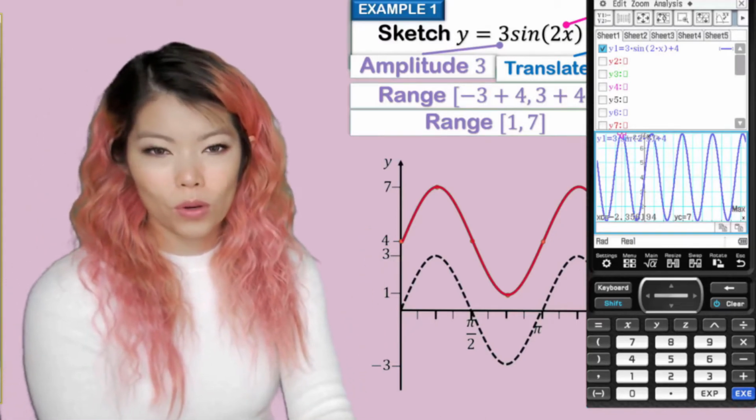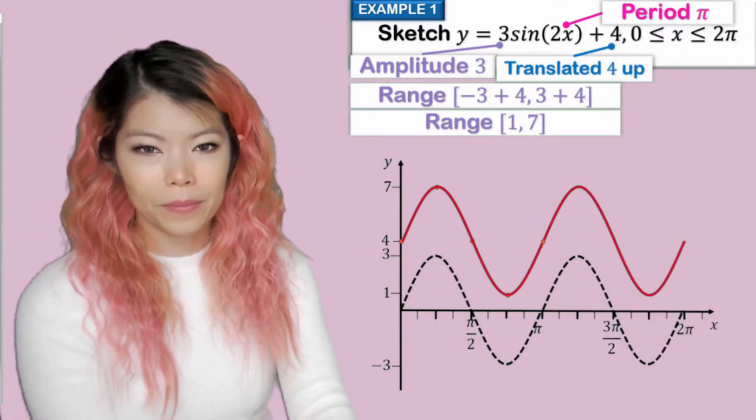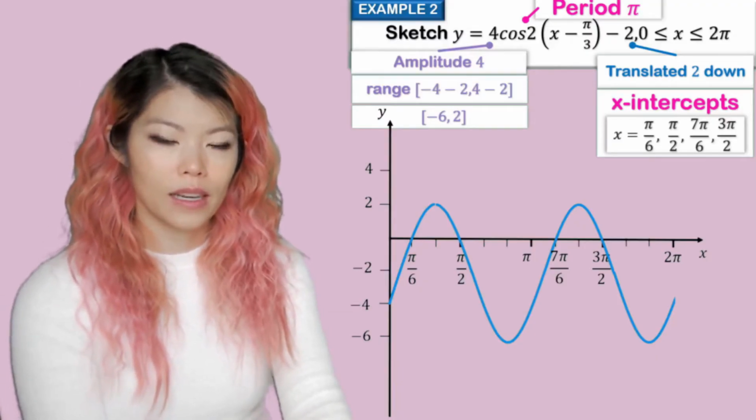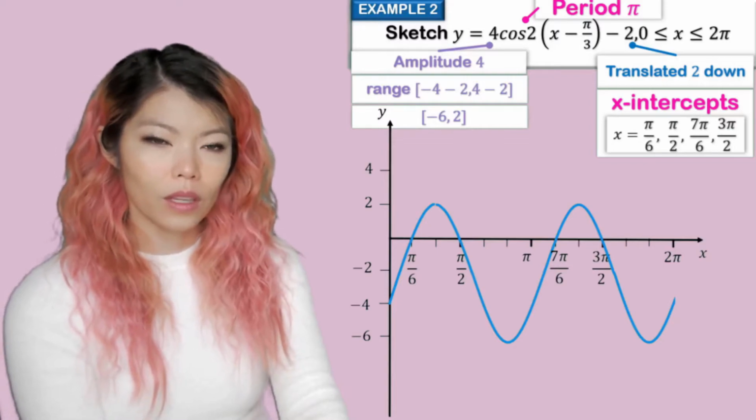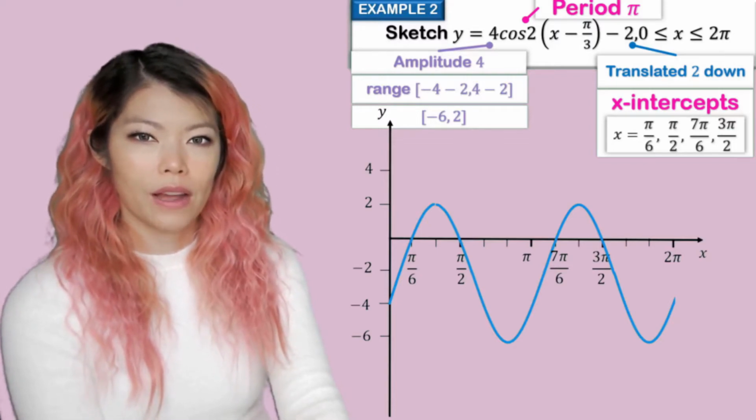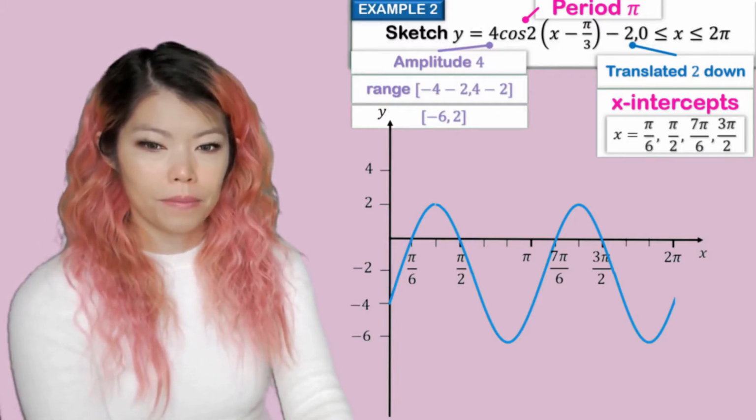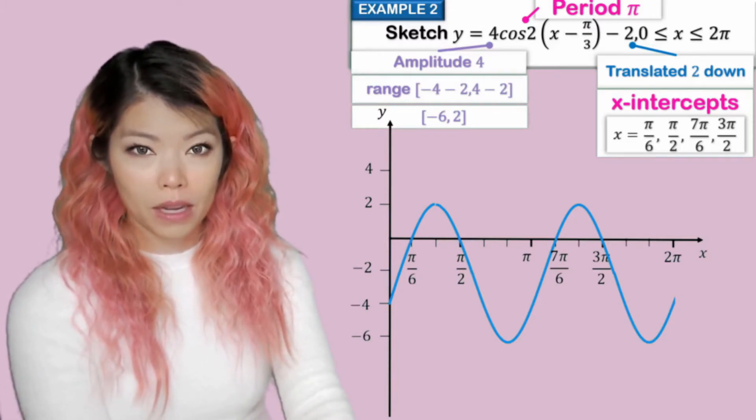Let's do one more example. Let me put the CAS away. Let's do this example, which was pretty hectic. So for this example, we have 4 cos 2 x minus pi on 3 minus 2.